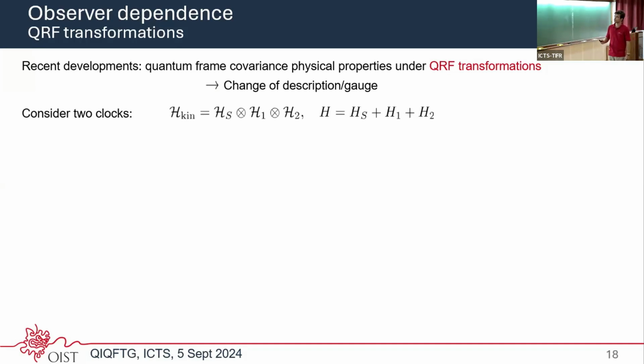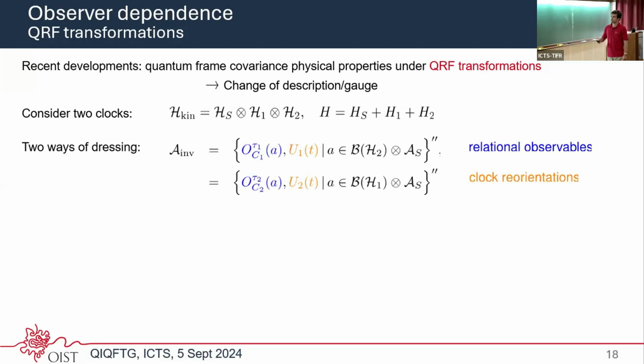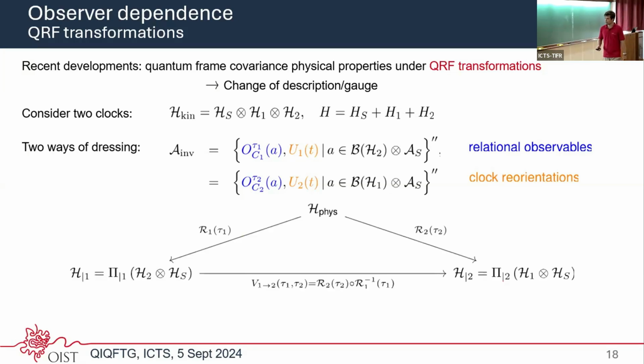So if we just have two clocks, then we can dress everything with respect to clock 1, or we can dress everything with respect to clock 2. What's the difference then in these two algebras? For the reduced algebras, it's the same. We have this physical Hilbert space here. Now these two algebras are isomorphic to each other, but you can reduce them in different ways. You can reduce them with respect to clock 1, you can reduce them with respect to clock 2. And then there's also a mapping between the two, which we call this V-map here.